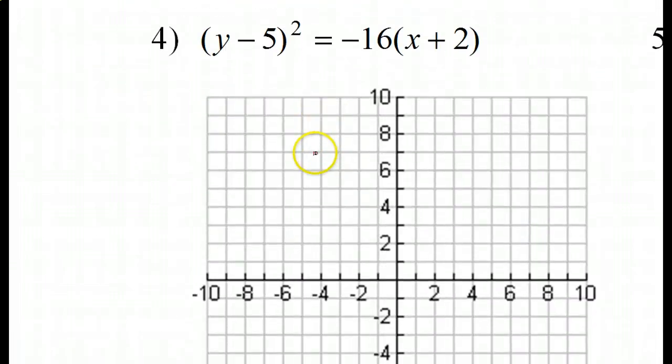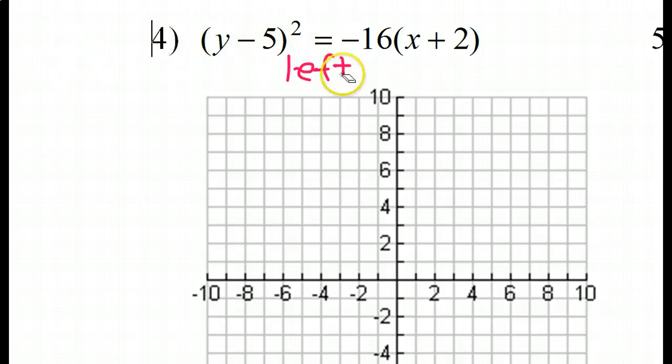Look at number 4. Well, I see it's y squared. That's unusual. We're used to y equals x squared. So if the y is squared, I know it's the sideways one, so it's either left or right. And I see that the 16 is negative, so that makes it left. X squared is normal, y squared is weird. So this is left.